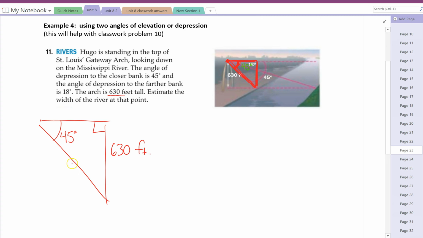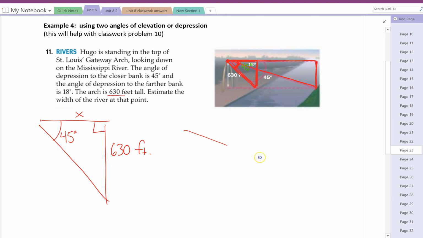And the two sides of the triangle I don't know are the hypotenuse, which I don't need to know, and the adjacent side, which I'll eventually figure out. All right, that's one thing. Okay, then he looks across to the other side of the river. So he's looking over there. The angle of depression between his line of sight and the opposite side of the river is 18 degrees.